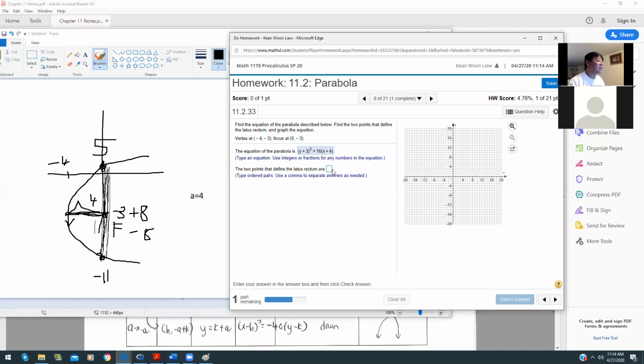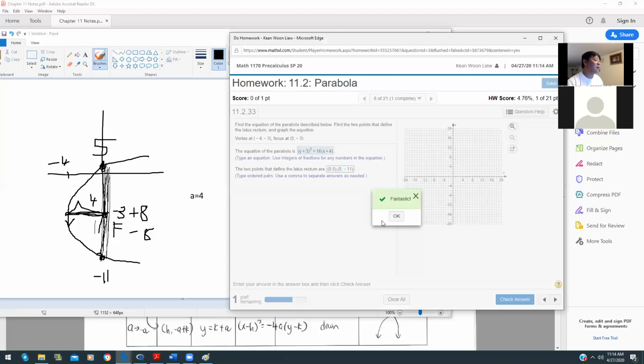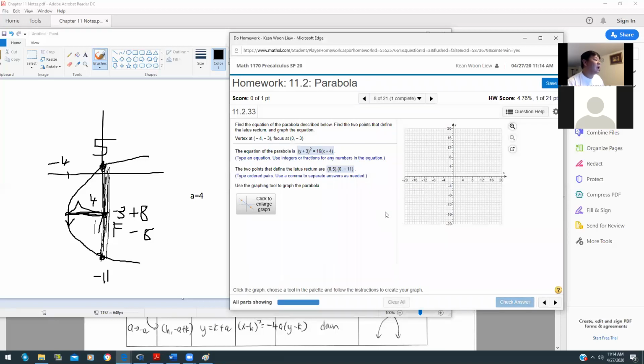That is an ordered pair, it's coordinates. When you hear the word ordered pair, it means the coordinates. So (0, 5) is one of them, and (0, -11) is the other one. Okay, so that is the meaning of the latus rectum. And then you graph it.